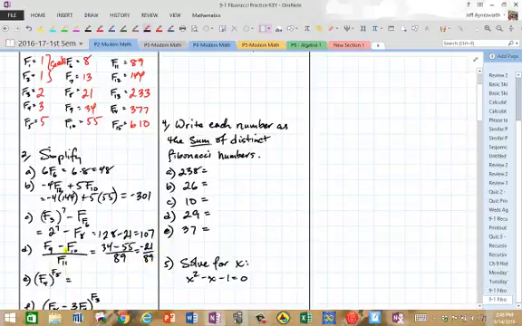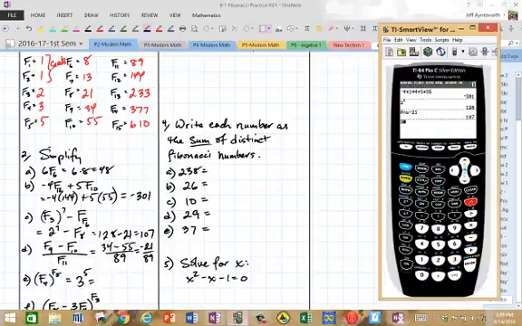F4 to the F5 power. So F4 is 3, so this is 3 to the F5 power, the fifth power. And that looks like 243, I think. So 3 to the fifth power is 243.